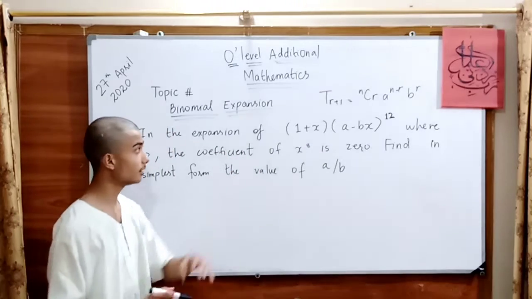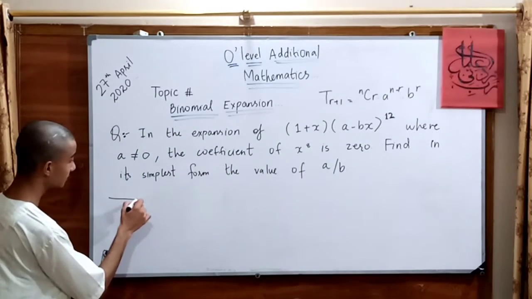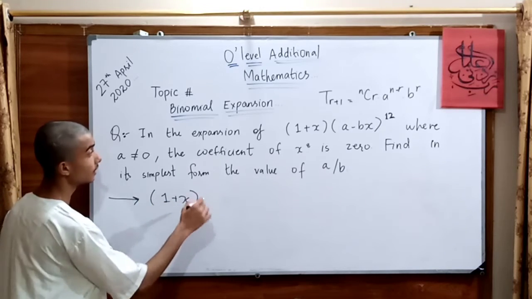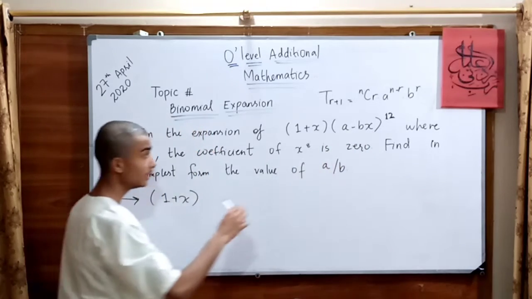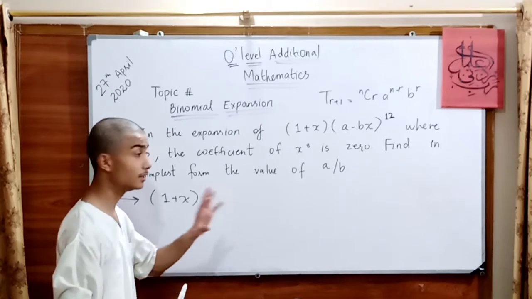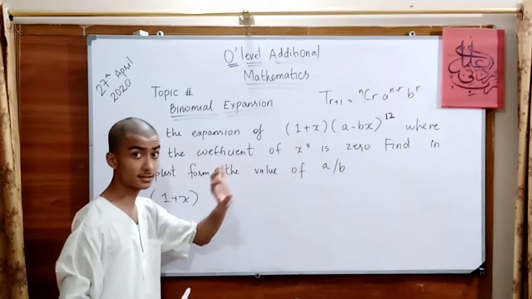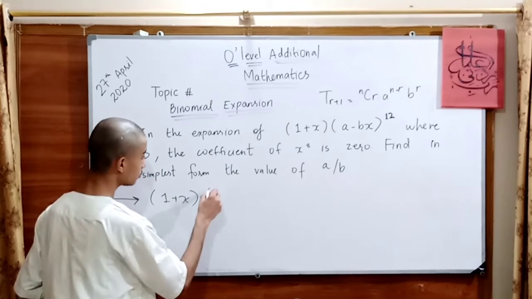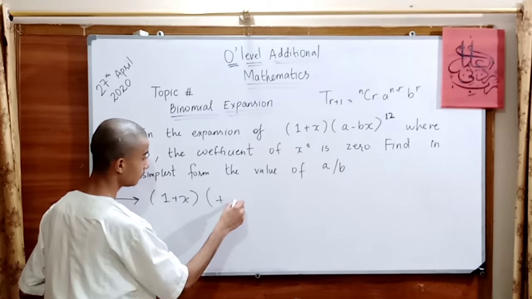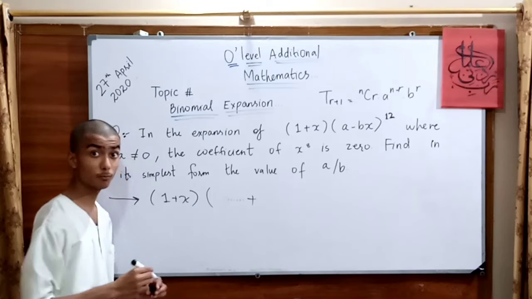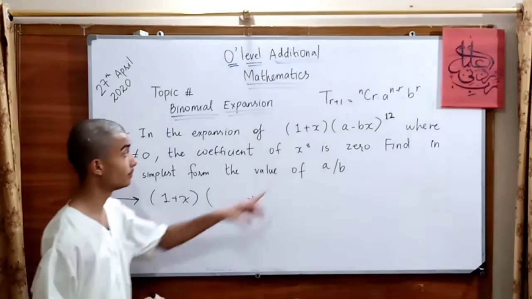In starting this question, you can see that when this 1 plus x is multiplied with (a − bx) to the power 12, it has a very long expansion. But only the hint of x to the power 8 is given, so we have to just focus on x to the power 8. There would be two possible options for x to the power 8.